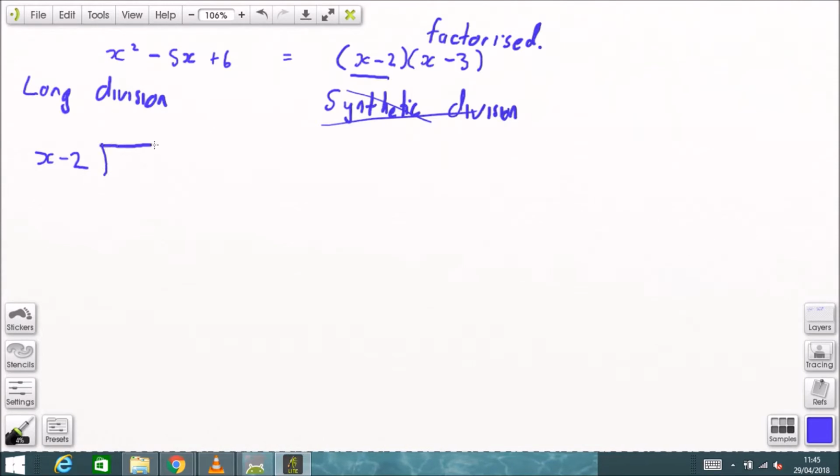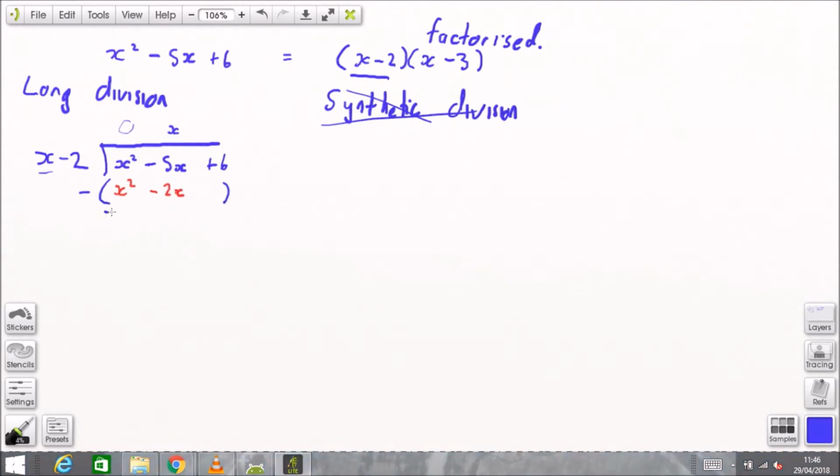If I want to divide by x minus 2 using long division, how many times does x, the first part of it, go into x squared? It goes in x times, so x times x is x squared, minus 2 times x is negative 2x. We'll just subtract that. Alright, and that's going to leave us with no x squareds anymore, minus 3x plus 6, that comes down.